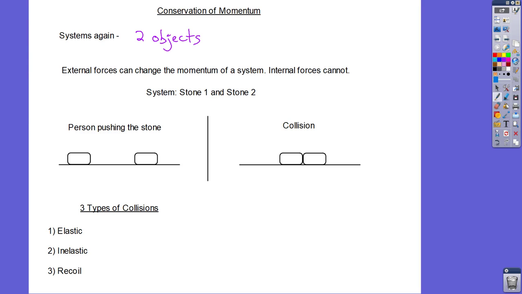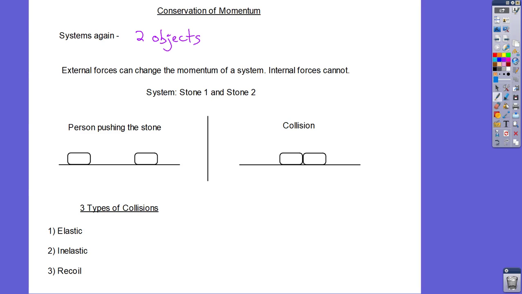The conservation of momentum can apply to a system with any number of objects, but obviously as you increase the number of objects, it's the same physics, it's just a lot more math keeping track of. So if you can do it for two, that's good enough.